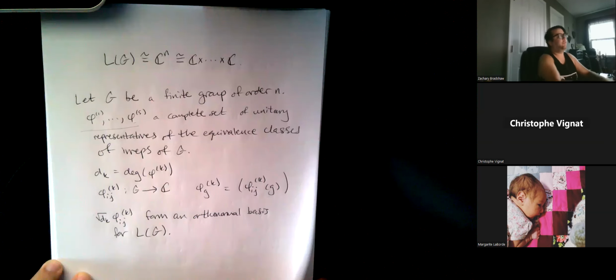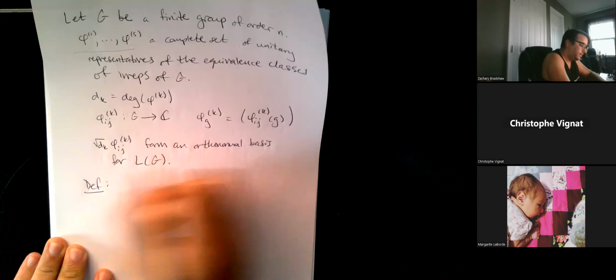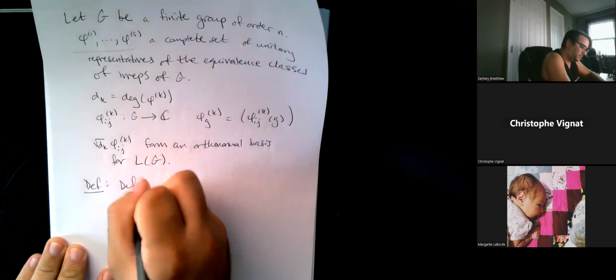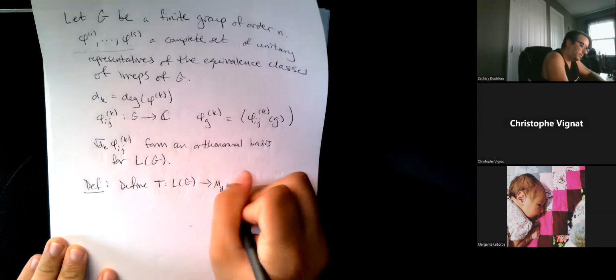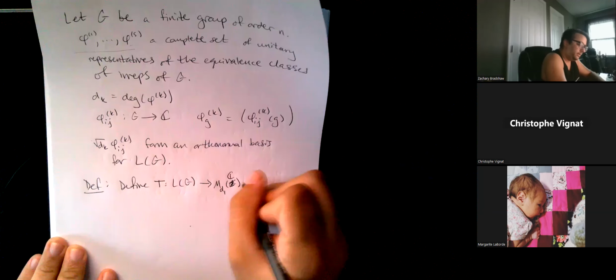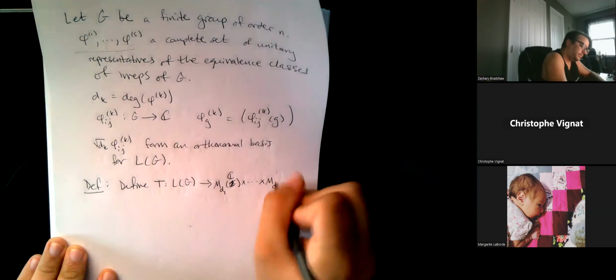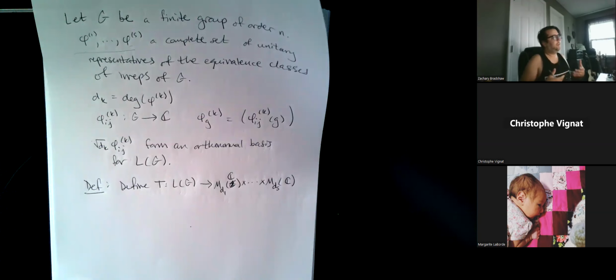All right, now how do I define my Fourier transform? Like so. We define T from the group algebra to several matrix algebras. That should be a C. I think I want to do S. So we lift these copies of C to copies of M_{d_i}(C), so copies of the matrix algebras. So if d_i happens to be 1, then we're just left with a copy of C. So this is indeed a generalization.